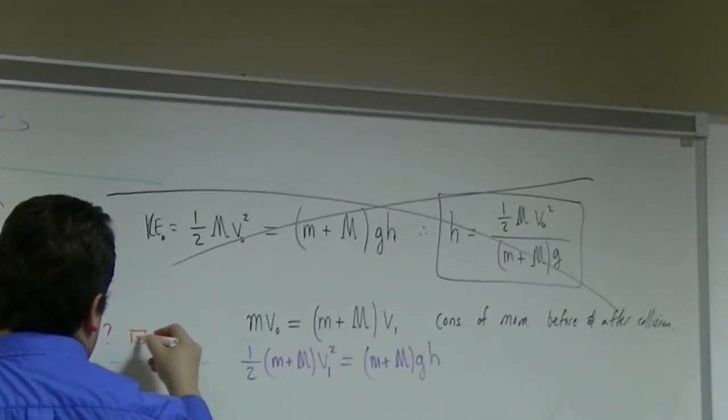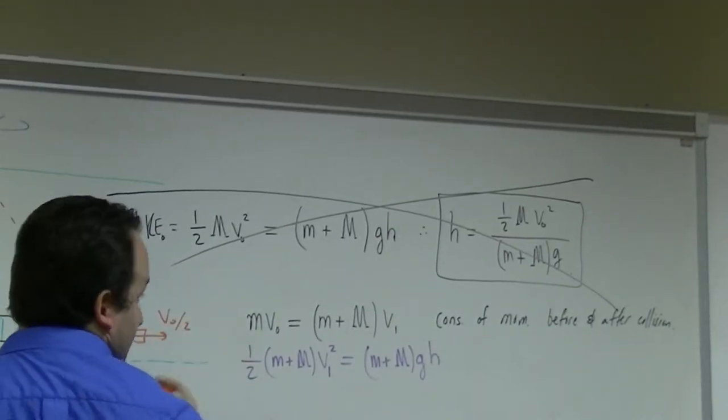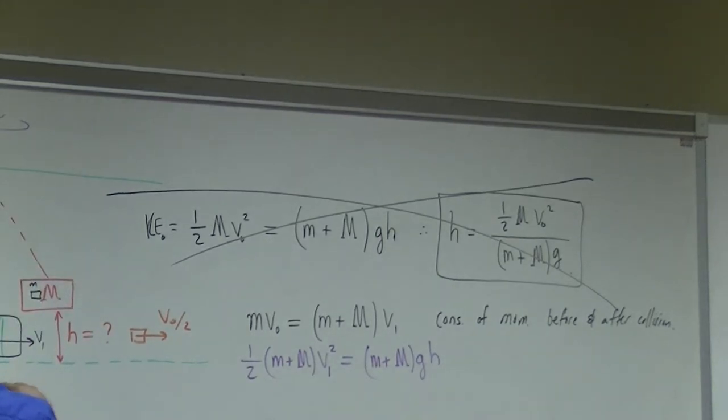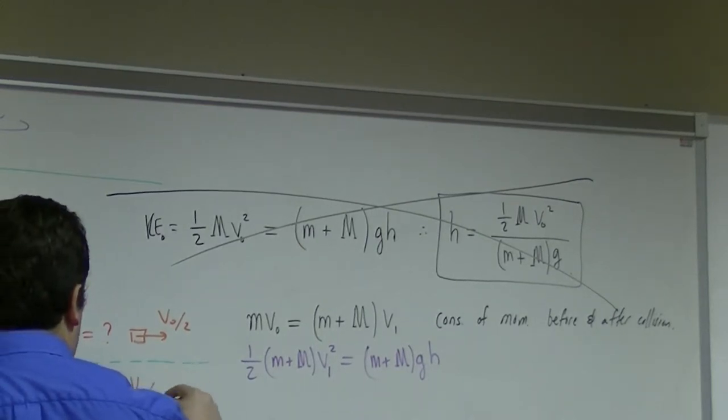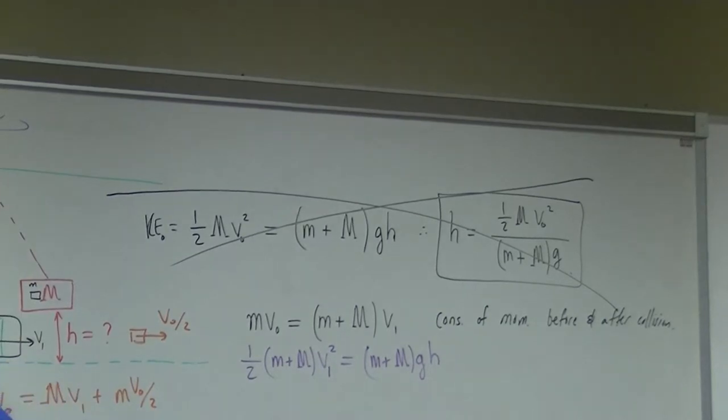if the bullet leaves here with, say, V naught over two just afterwards, then conservation of momentum would look like this: m V naught equals big M V1 plus little m V naught over two. Because this would be the initial momentum and that would be the final momentum. And that would give you a different V1. Not all of the momentum of the bullet would be given to the pendulum above, just half of it.